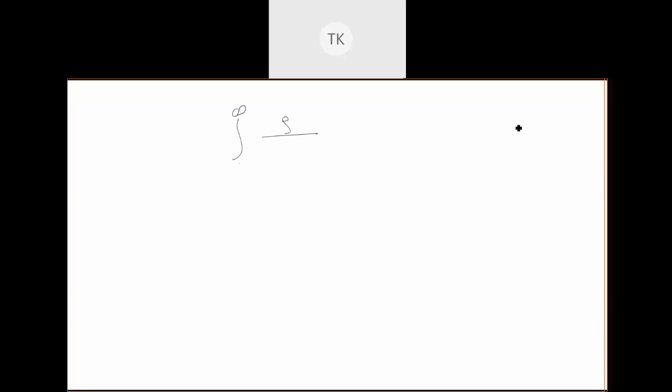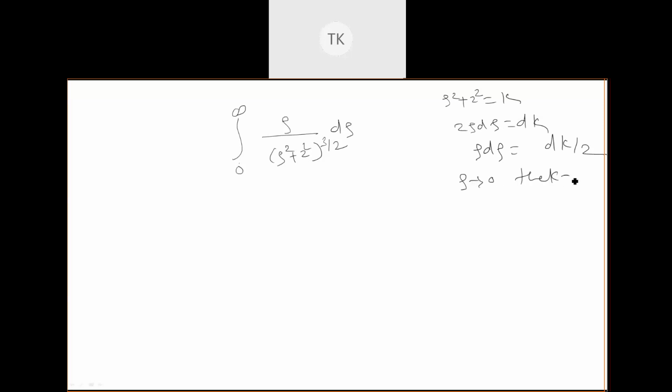The original equation is integral 0 to infinite rho divided by rho square plus z square raised to 3 by 2 d rho. If we put rho square plus z square equal to k, so 2 rho d rho is equal to dk. So rho d rho will be equal to dk by 2. When the limit rho is equal to 0, then k is equal to z square, and when rho tends to infinity, then k also tends to infinity.